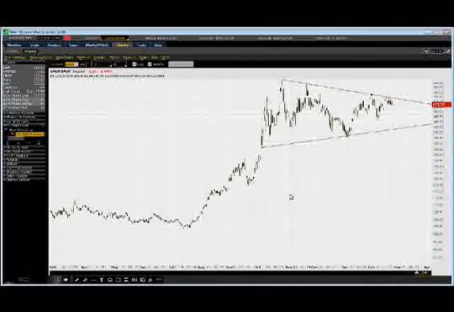Actually break out. It loses value against the dollar, yeah. Right. And you're right up at that trend line, so that it's closer to be breaking out than breaking down against the U.S. dollar, right? Wow, that's exactly right.